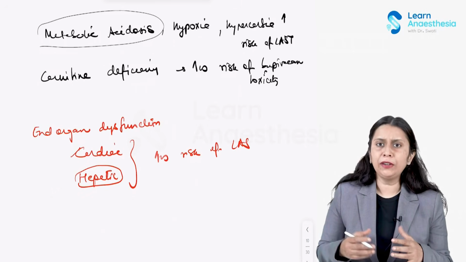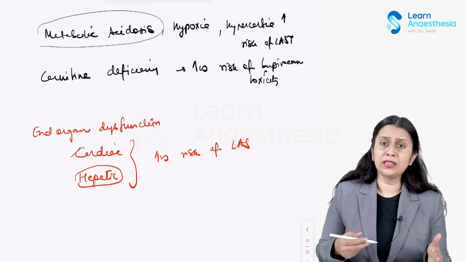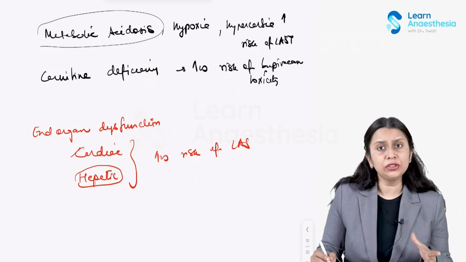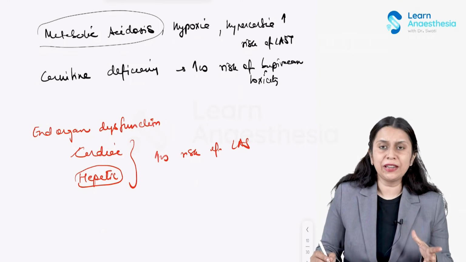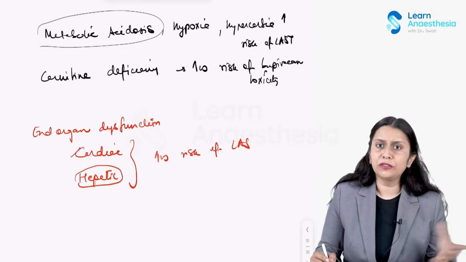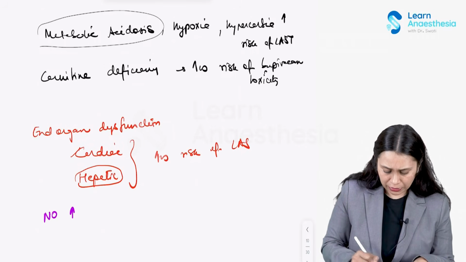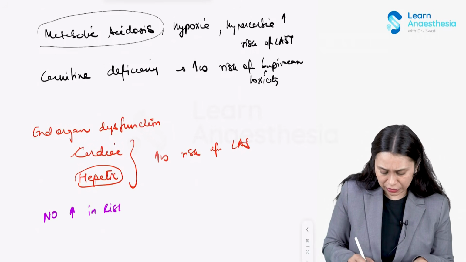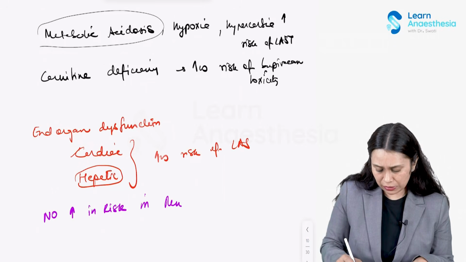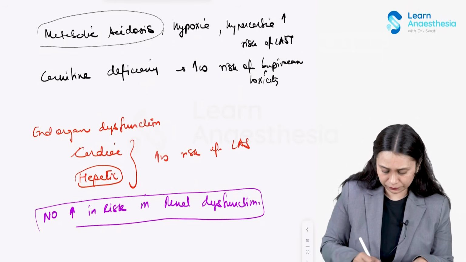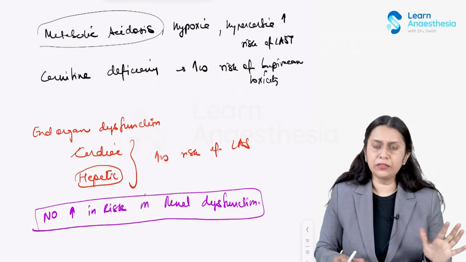In cardiac dysfunction, the risk of cardiac toxicity is higher because the heart is already compromised. And in cardiac dysfunction, the alpha-1 acid glycoprotein level is also decreased, so the risk of LAST is increased. But there is no increase in risk in renal dysfunction. So remember, no increase of risk in renal dysfunction, right? Okay, so these are the different risk factors.